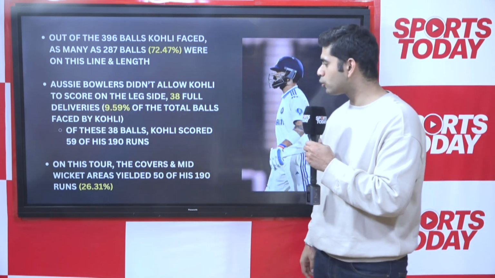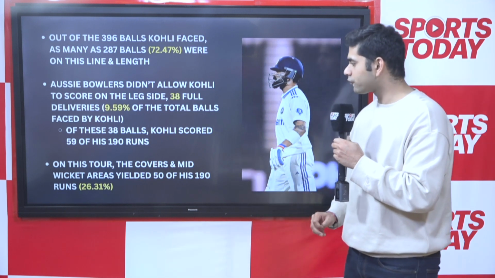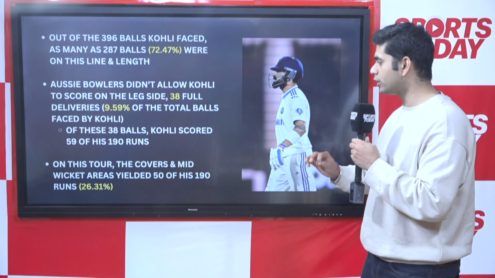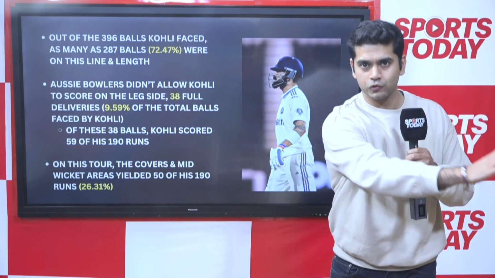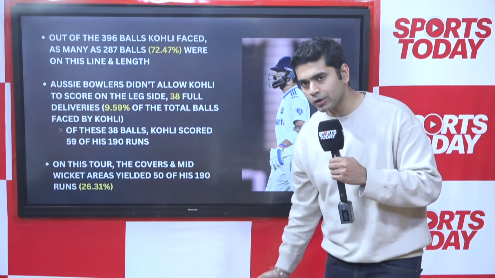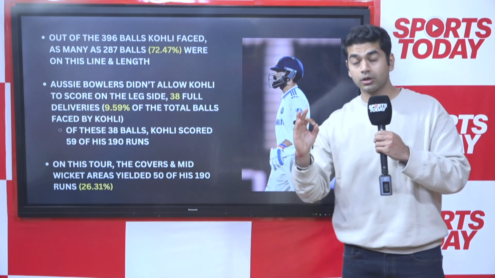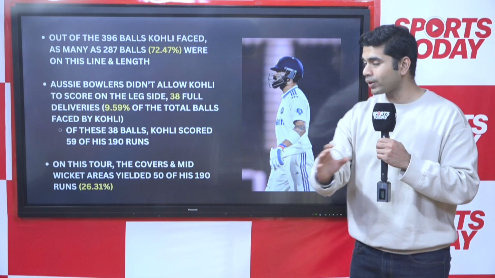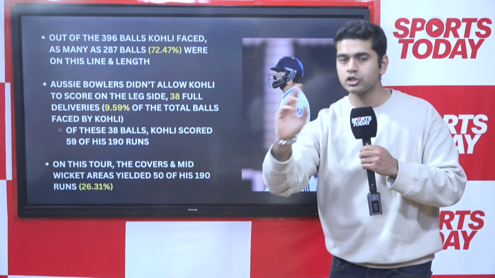And on this particular tour, the covers and the mid-wicket areas yielded 50 runs of the 190 runs for Virat Kohli. Now you see how much he likes playing in the cover. Once that area was closed for Virat Kohli on the onside through the mid-wicket, he had no option but to play through the covers. It's an area that, as I showed you as well, he's played a lot and scored a lot of runs in. And once that channel was closed for Virat Kohli, he had no option but to score runs through the offside.